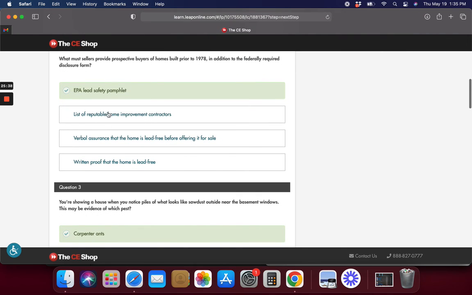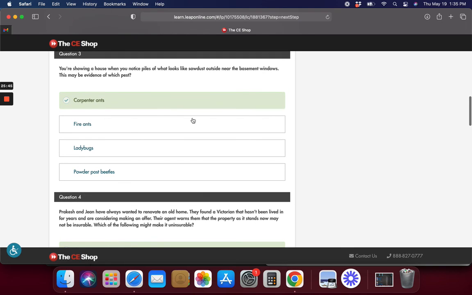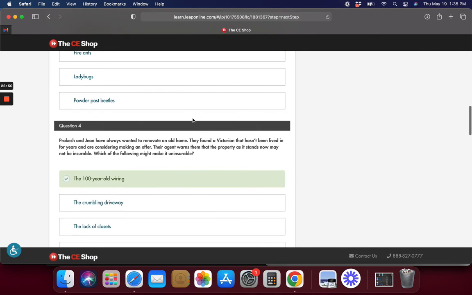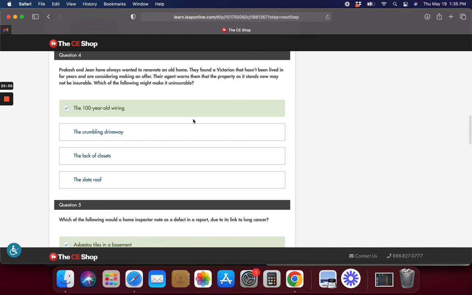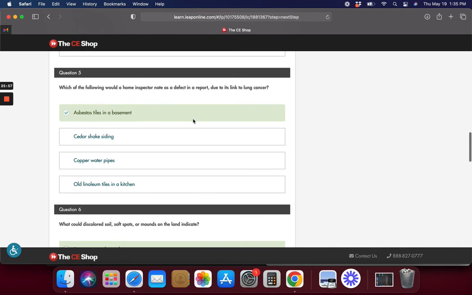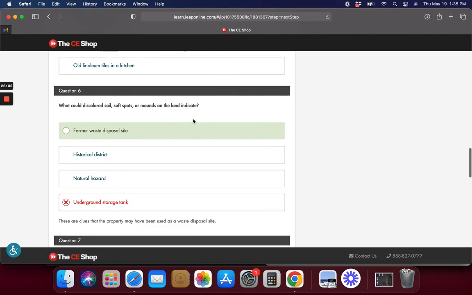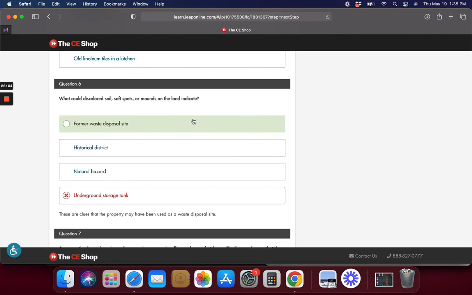All right, this one I was going back and forth with, so I'm glad I got that right. And this was another one I wasn't sure of. So carpenter ants was the correct answer. I made a couple good guesses on this. Okay, this one I was going back and forth with too. So this one was a bad one. I couldn't decide whether it was former waste or underground.